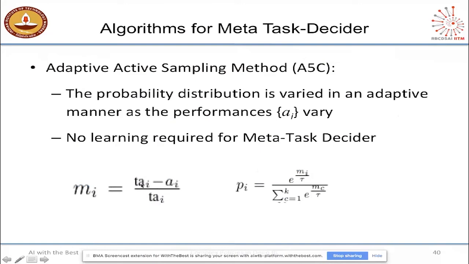So I just take the target performance and look at the percentage shortfall, right, and call that MI, right? And then I just use a Gibbs sampler based on the MI to generate the probability distribution, which I will use for sampling my task. So the larger the MI, the higher the probability of the task being picked next for training, right?